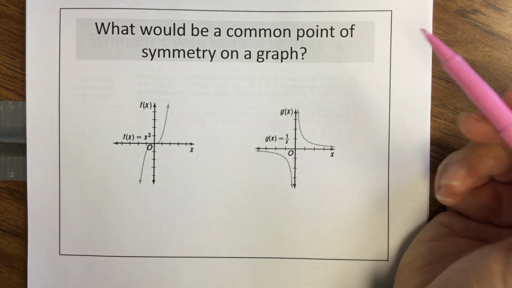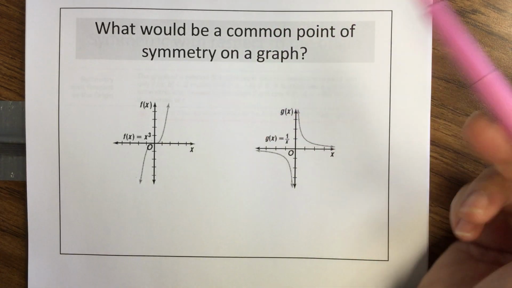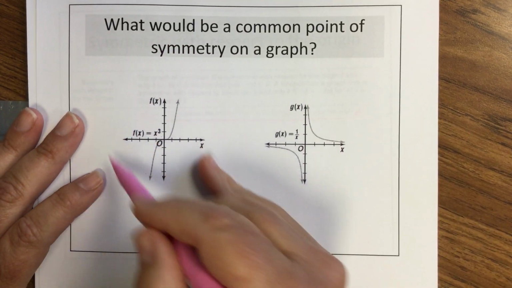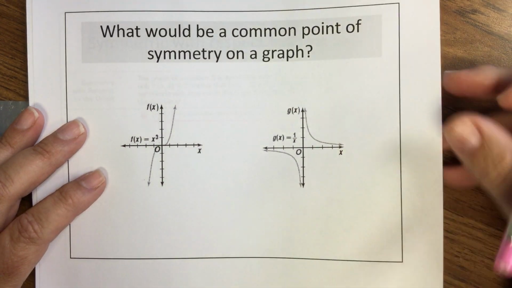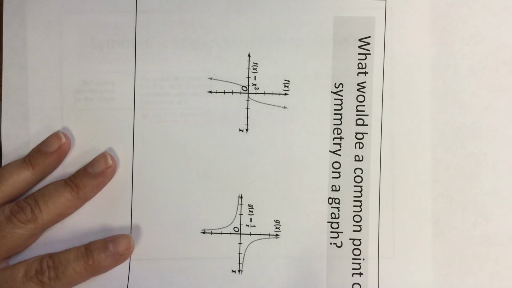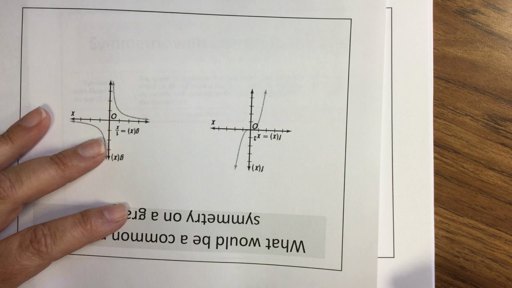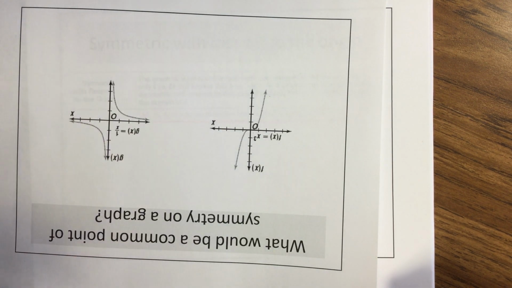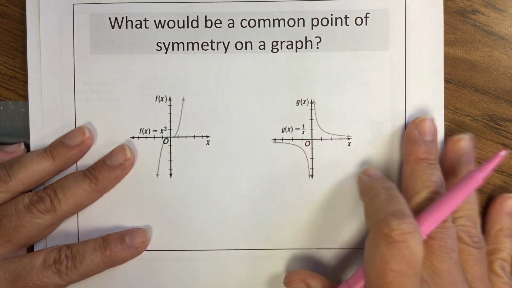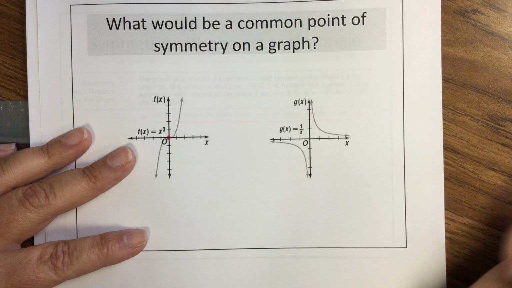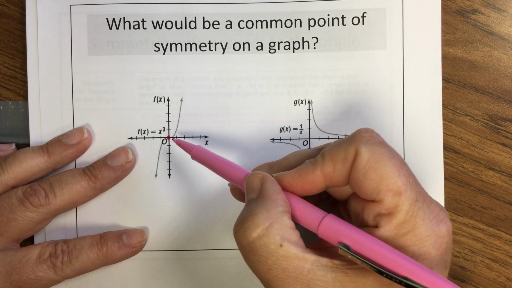Okay, if we looked at these graphs, we would want to try to find a common point where we would have symmetry. So just by looking at this first graph, if I rotated it 90, 180, it looks exactly the same. So it does have point symmetry. We just have to figure out where that point is. Okay? A very good place to start on most of these graphs is the origin. So in this case, this one is at the origin.